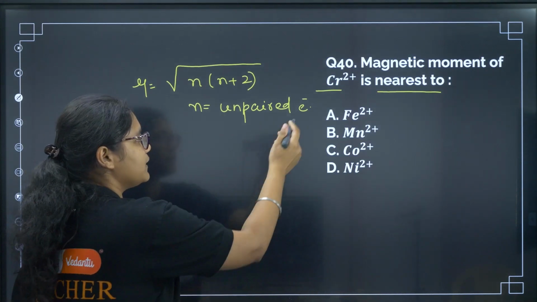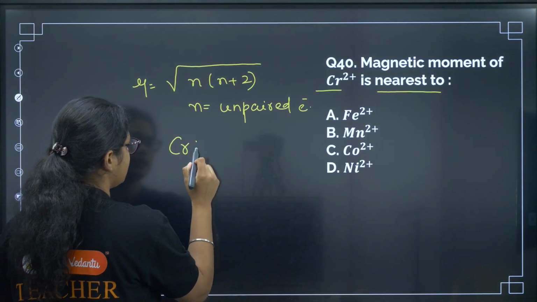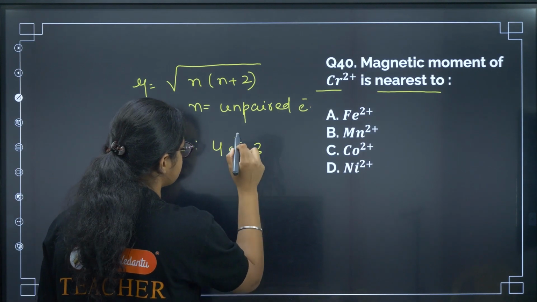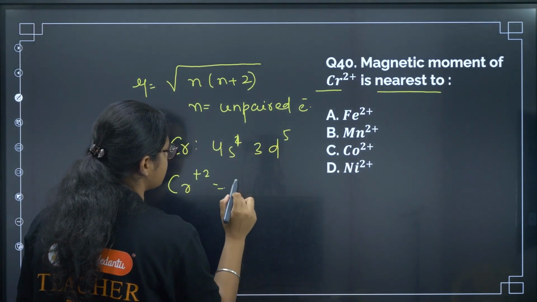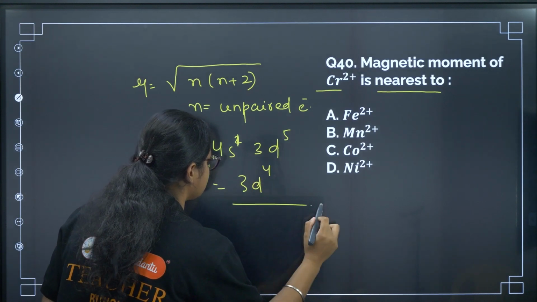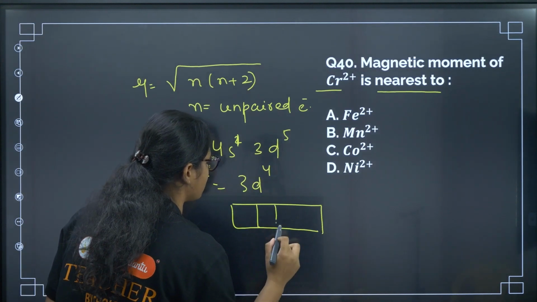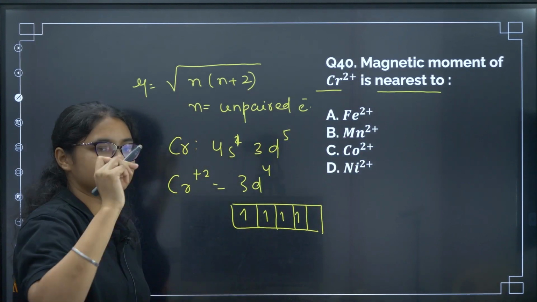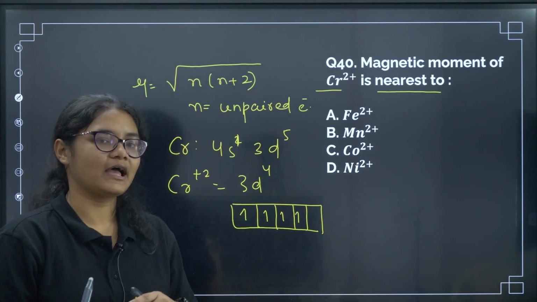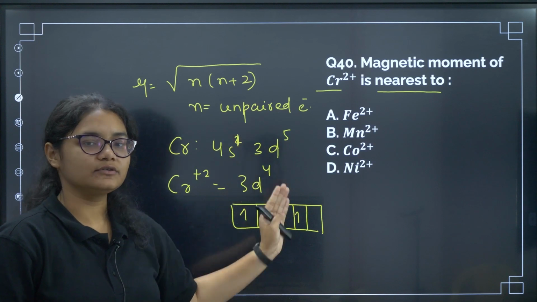So how many unpaired electrons are there in chromium? Chromium electronic configuration is 4s1 3d5. Now Cr2+ will have 3d4. So if you see 3d4 and you fill the d orbitals, we have 4 unpaired electrons. So out of these options, whichever will have 4 unpaired electrons will have a magnetic moment similar to Cr2+.